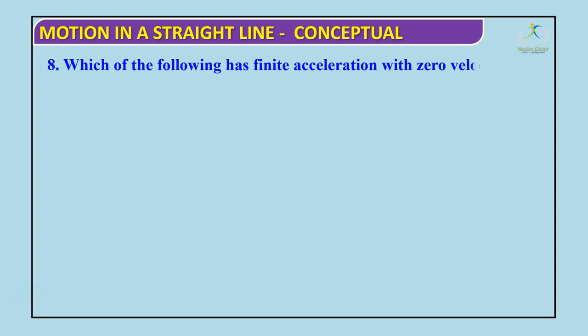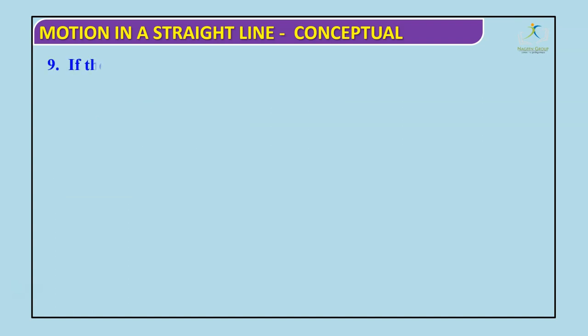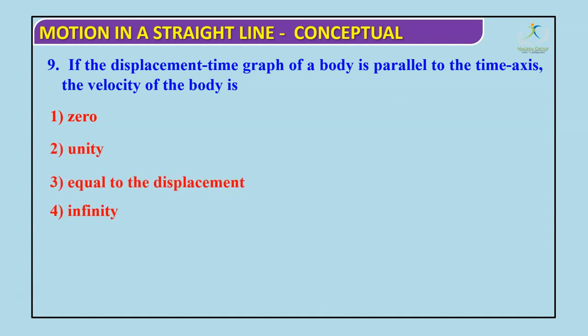Next, which of the following has finite acceleration with zero velocity? Freely falling body, body at maximum height, vertically projected body, projectile, horizontal projectile. So the correct answer for this question is second. Next question. If the displacement time graph of a body is parallel to the time axis, the velocity of the body is 0, unity, equal to the displacement, or infinity. So the correct answer is second.